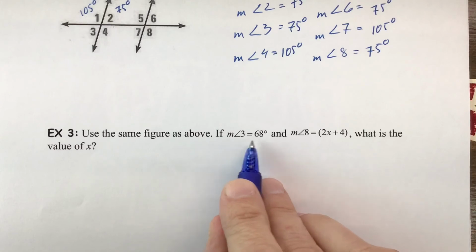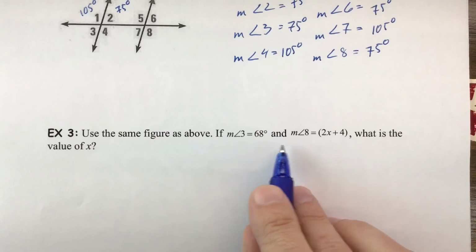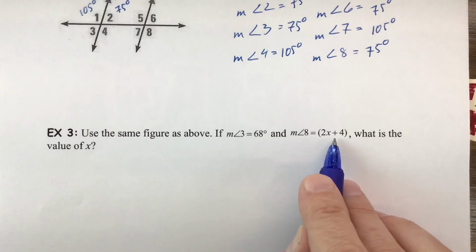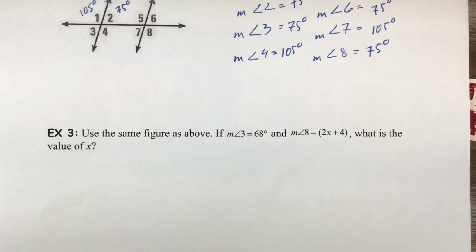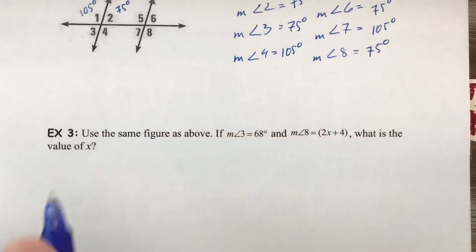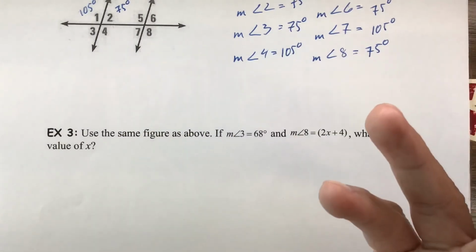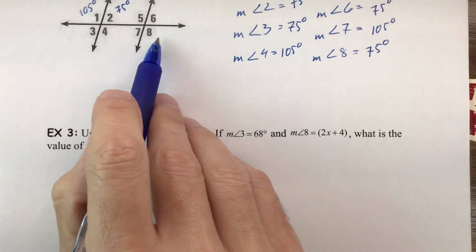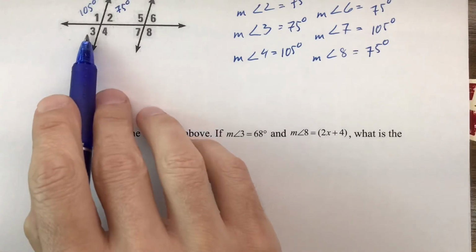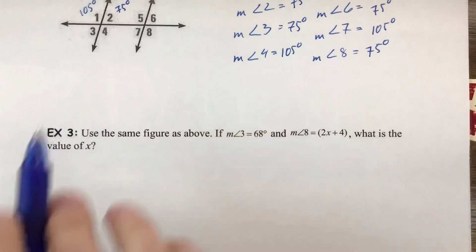If the measure of angle 3 is 68 degrees, okay, so that would be one of our acute angles here. If that is 68 degrees, and the measure of angle 8, which is one of our obtuse, is equal to 2x plus 4, what is the value of x? All right, well, 3 is an acute angle, 8 is an obtuse angle. Okay, so they're not the same size as each other. But we only have 2 different angle measurements in the picture, right? You've got an acute and you've got an obtuse, unless everything is perpendicular and then you get right angles, okay? But in this case, since we have an acute angle and then an obtuse, these two are going to have to add up to 180.